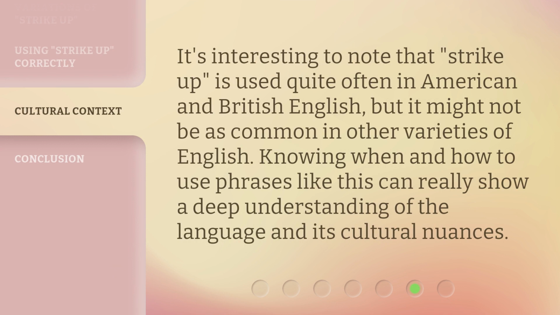It's interesting to note that strike up is used quite often in American and British English, but it might not be as common in other varieties of English. Knowing when and how to use phrases like this can really show a deep understanding of the language and its cultural nuances.